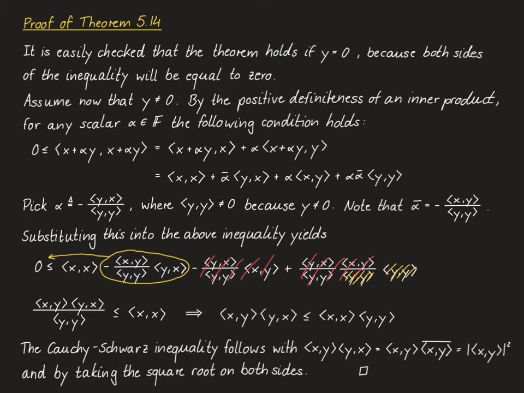Now the Cauchy-Schwarz inequality follows with the conjugate symmetry of the inner product of y with x, which is equal to the complex conjugate of the inner product of x with y, and a complex number multiplied with its complex conjugate equals its absolute value squared. And now all we need to do is take the square root on both sides of the inequality.